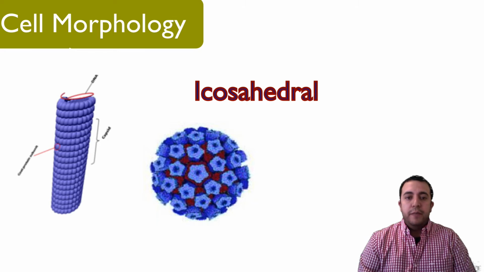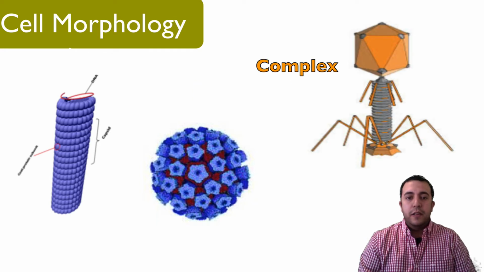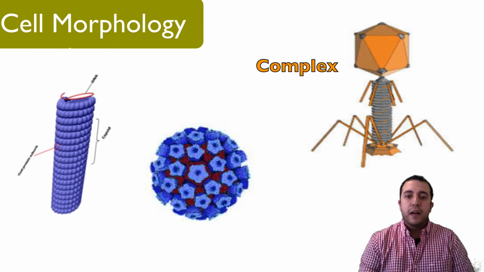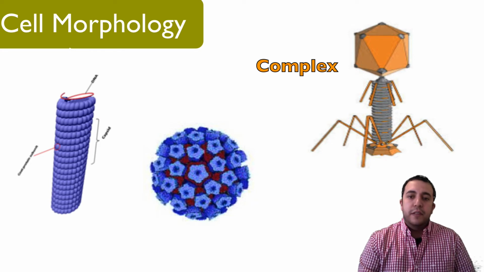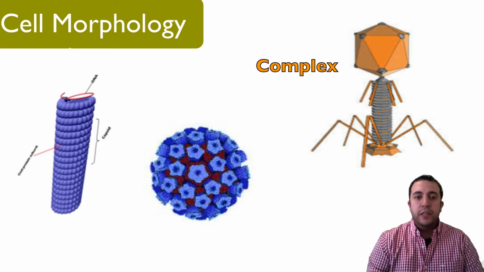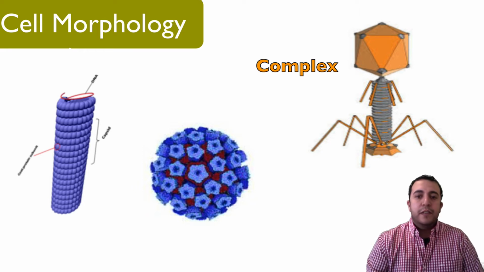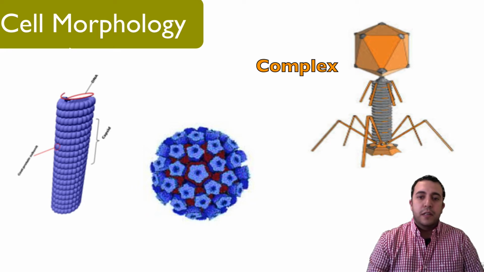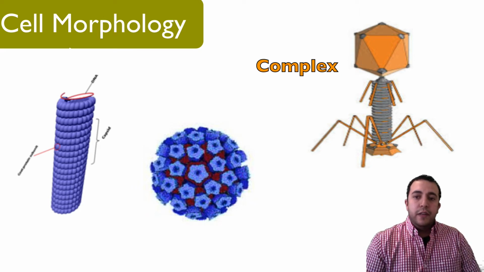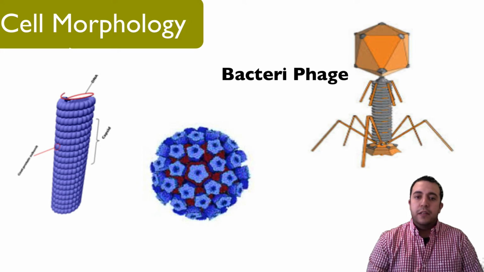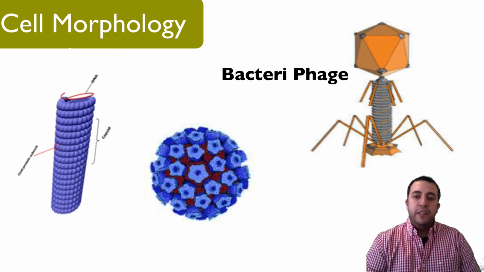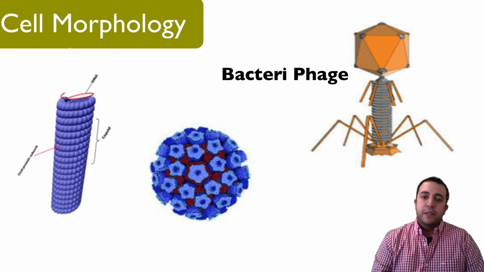The third shape is the complex shape, and these viruses have a capsid that is neither purely helical nor icosahedral. They have an extra part, such as a long sheath or tails. They normally infect bacteria and archaea cells, and they are called phages or bacteriophages.